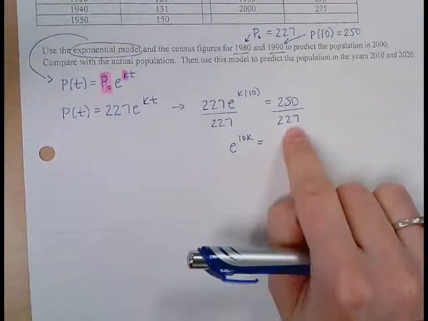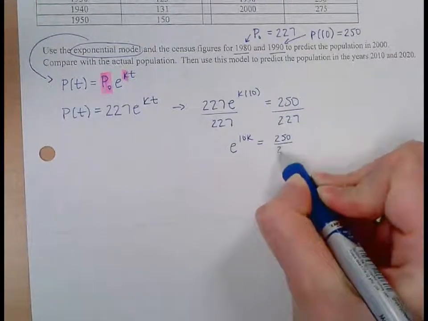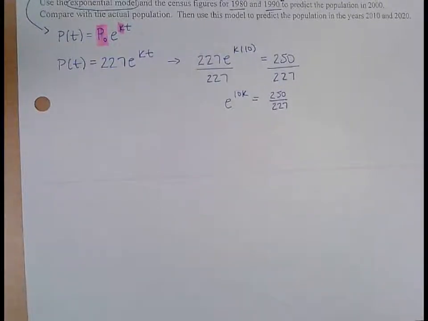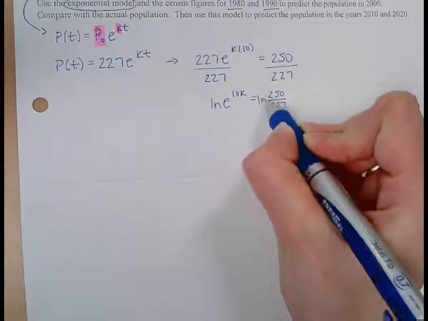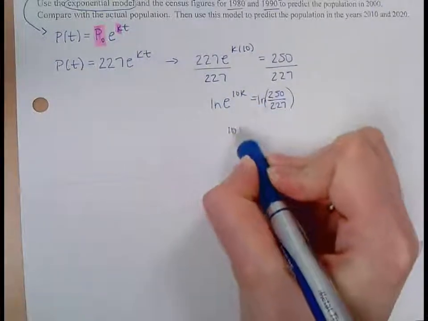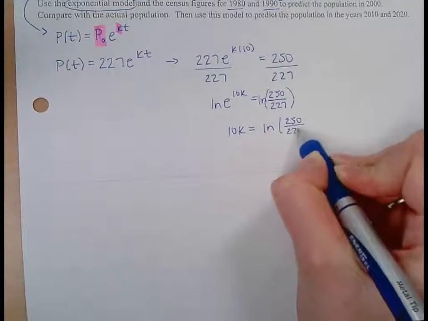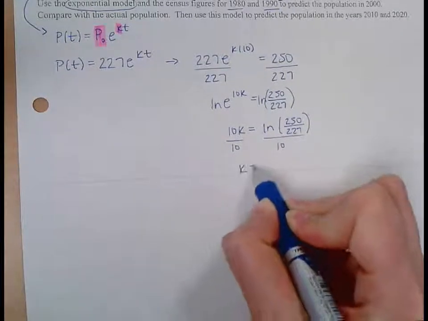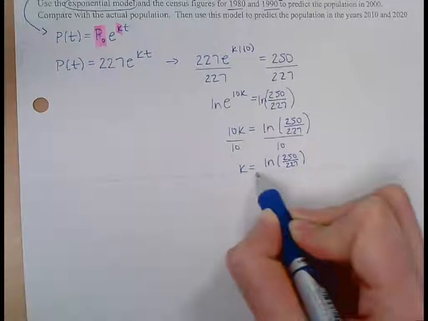I'm going to leave this as is, just to keep that value exact. And then I would have to do what to solve for k? Natural log of each side. So 10k is equal to the natural log of 250 over 227. And then divide by 10. So this is the exact value of k.